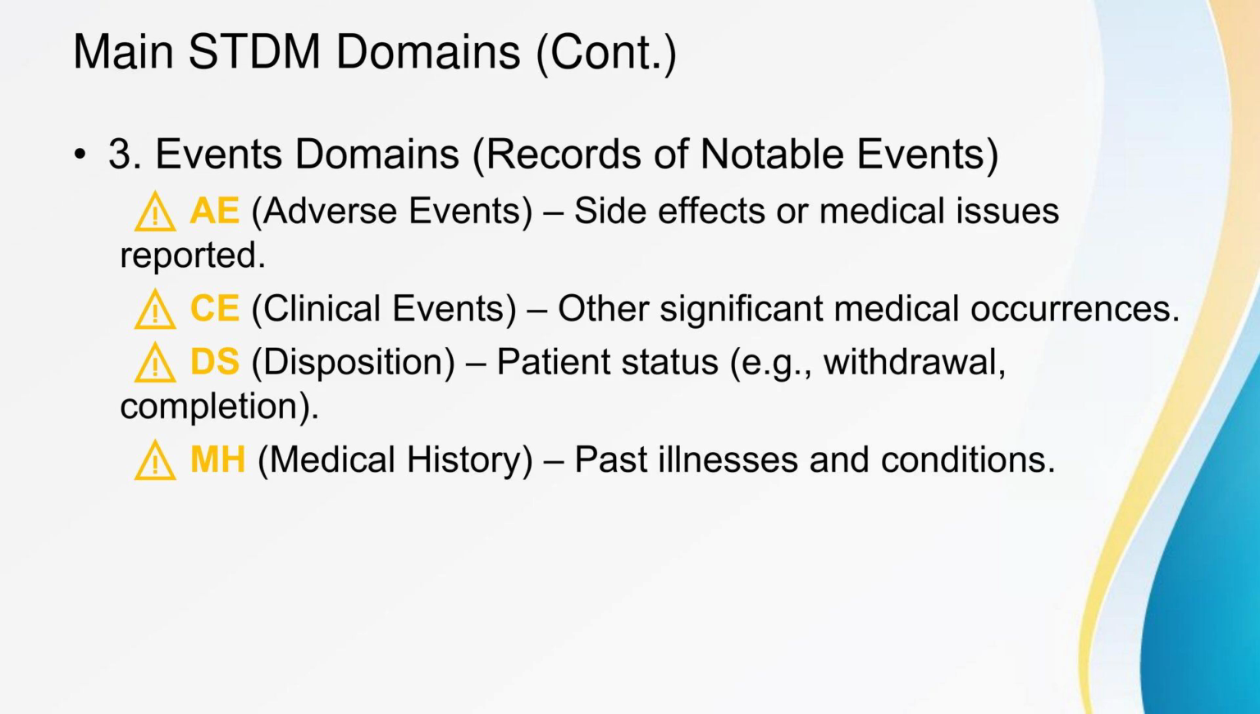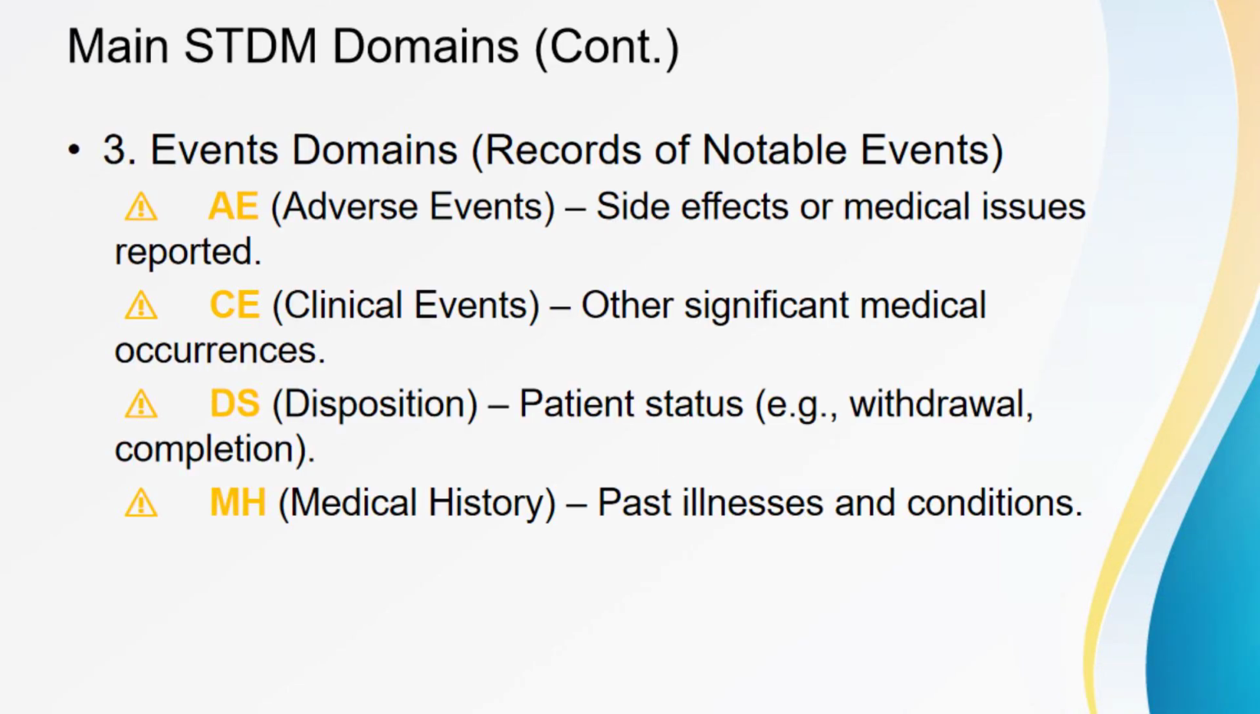Moving on, we have event domains, which record notable occurrences. These include AE, adverse events, for side effects, CE, clinical events, for other significant medical events, DS, disposition, for patient status, and MH, medical history, for past illnesses.